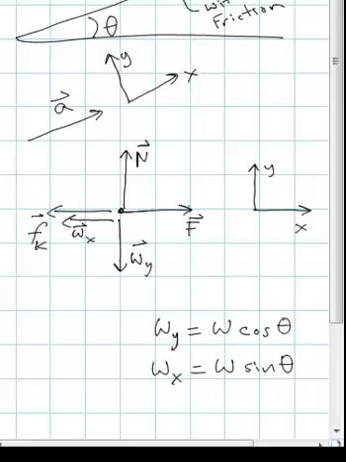I like to have all of my vectors drawn with their tails on my object, so when I'm writing out my equations later, my eye immediately goes to my object, and I can see I have three forces in the x direction and two forces in the y direction, and I make sure I include those.